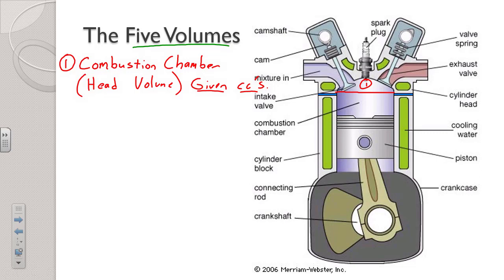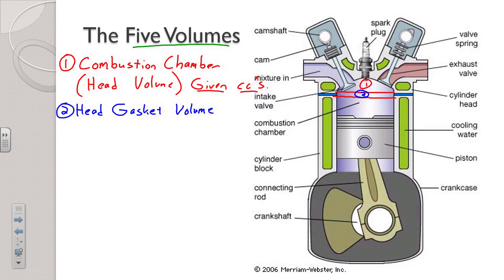Below your cylinder head, hopefully, your engine has a head gasket installed. And that ring, that space, has some volume to it. And so our second volume is the head gasket volume. That's a volume that we can compute, and we'll see how to do that a little bit later.